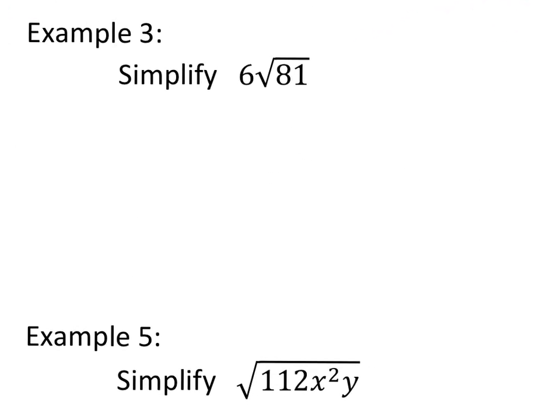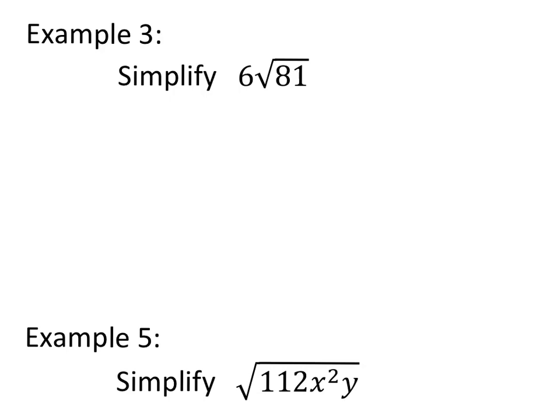Next one, we're going to take a look at simplifying root 81. Well, nicely enough, unlike the others, the root of 81 is 9. So this becomes 6 times 9, which is 54.